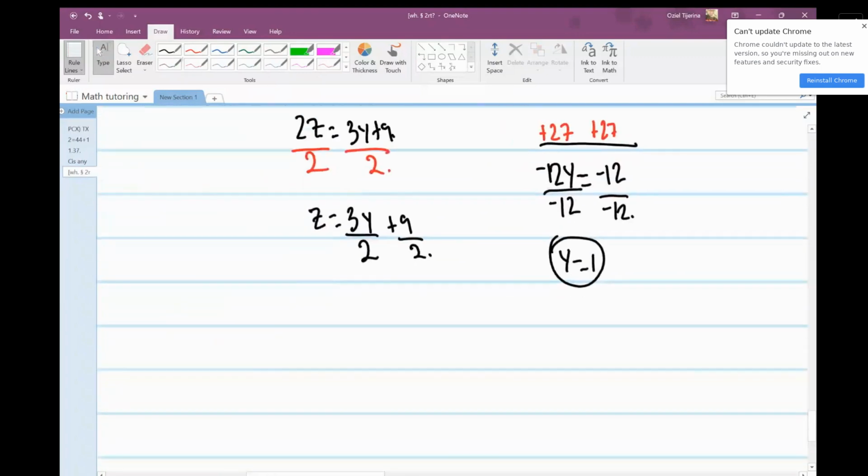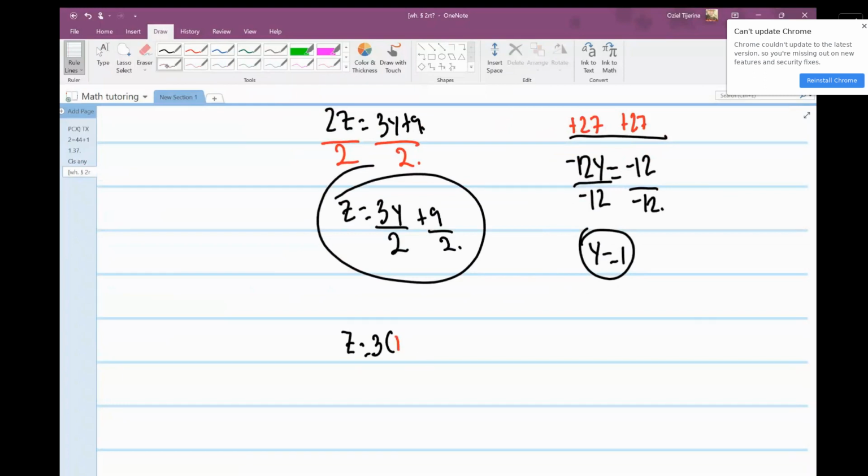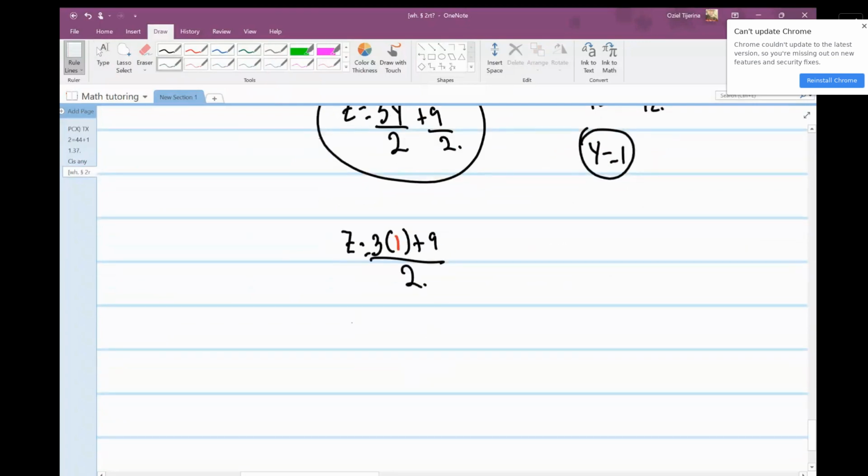To solve for z, use this equation. We know that y equals 1, so z is equal to 3 times 1 plus 9, all over 2. This gives us z equals 3 plus 9 all over 2, which is 12 over 2, which is 6. So z equals 6.